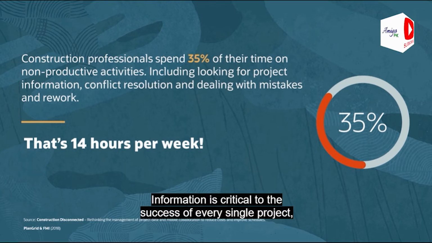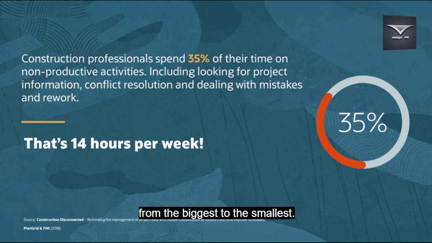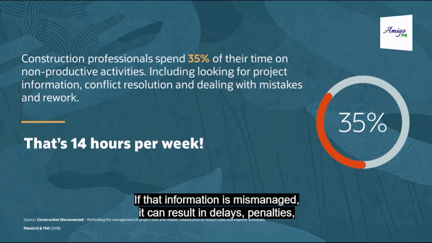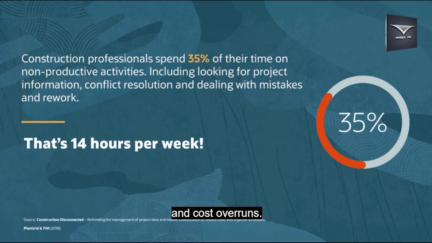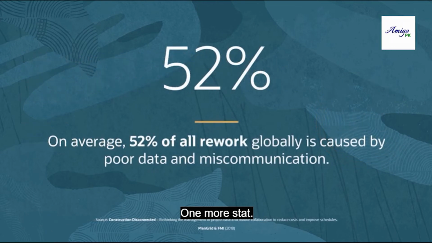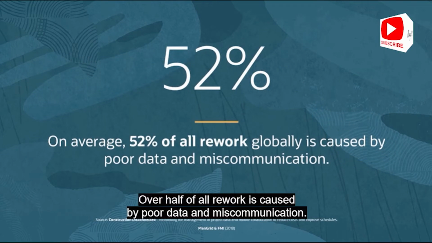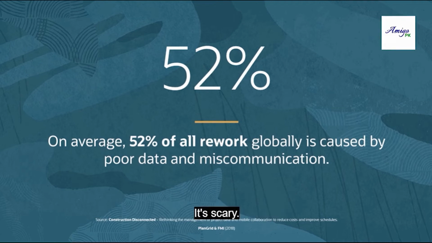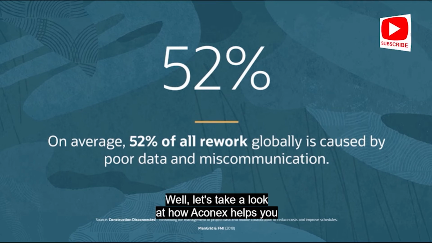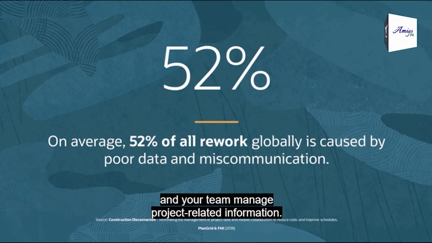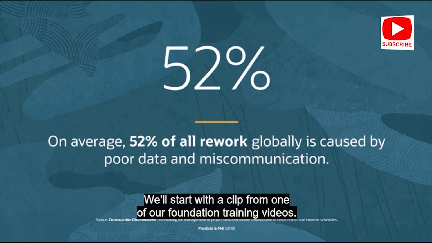Information is critical to the success of every single project, from the biggest to the smallest. If that information is mismanaged, it can result in delays, penalties, and cost overruns. One more stat. Over half of all rework is caused by poor data and miscommunication. It's scary. So where do we start? Well, let's take a look at how Aconex helps you and your team manage project-related information. We'll start with a clip from one of our foundation training videos.